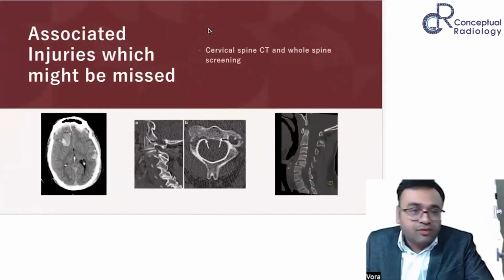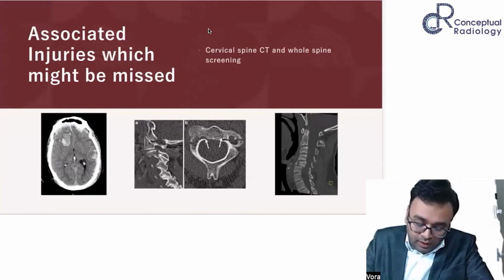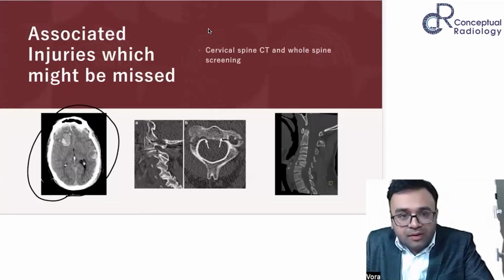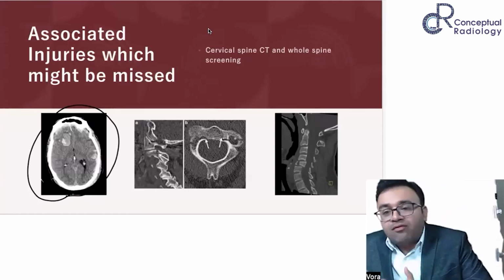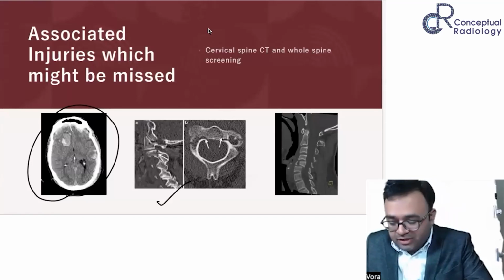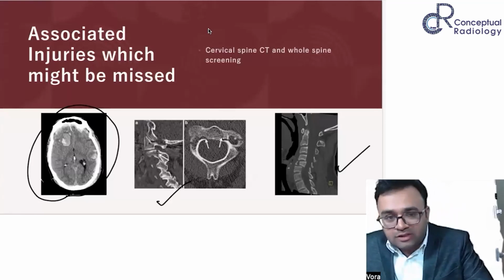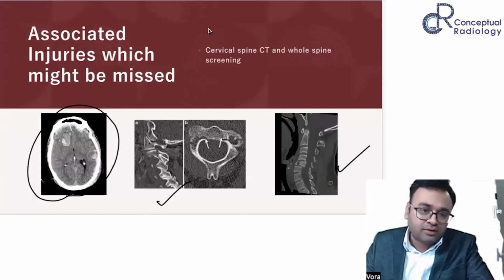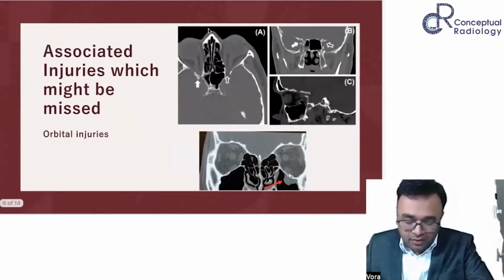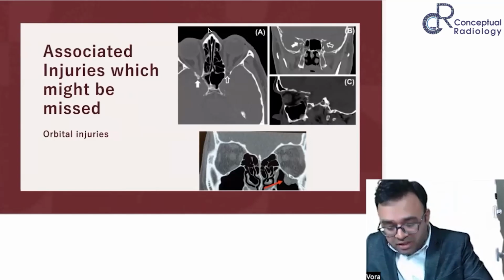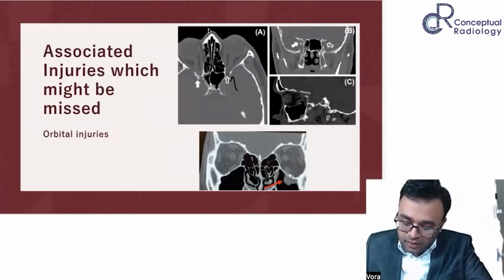Then accessory injuries are very important, as I already told you. Patients who have a head injury tend to have occult spinal injuries. Like it has a hangman fracture here and a burst fracture of the cervical spine. So as a protocol, we do cervical spine CT and whole spine screening in all head injury patients.